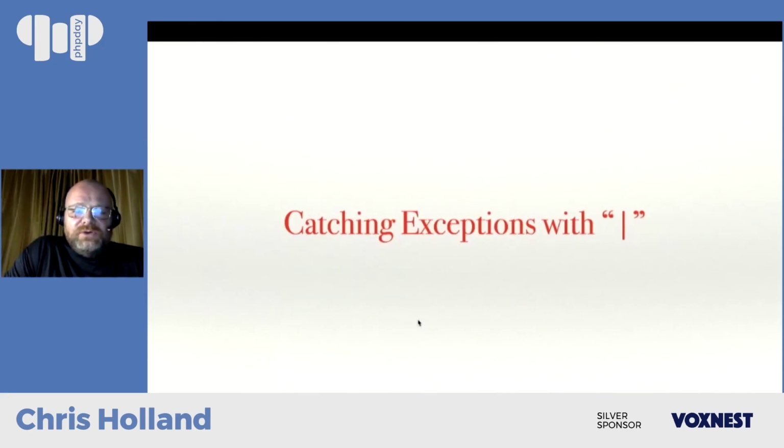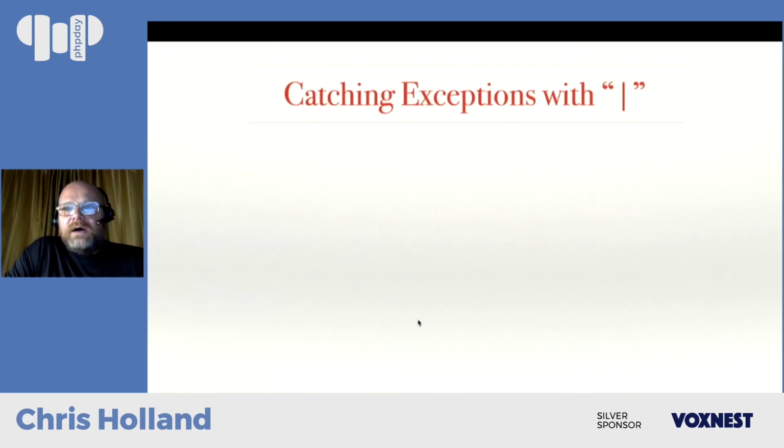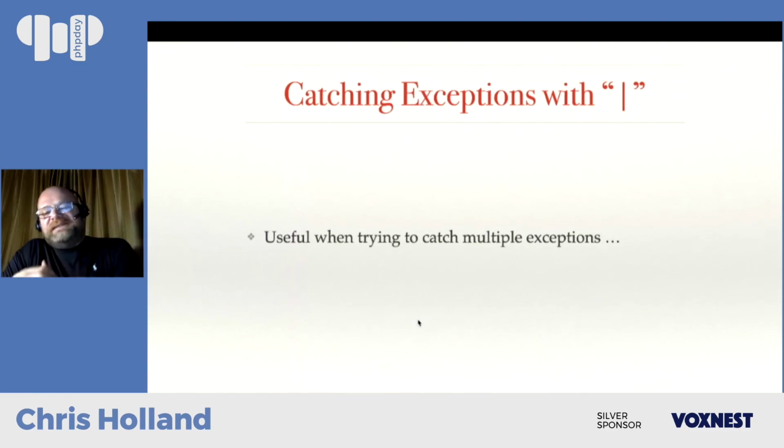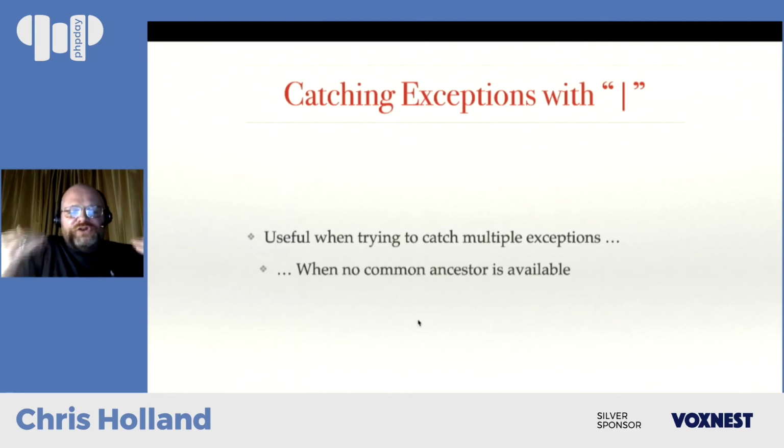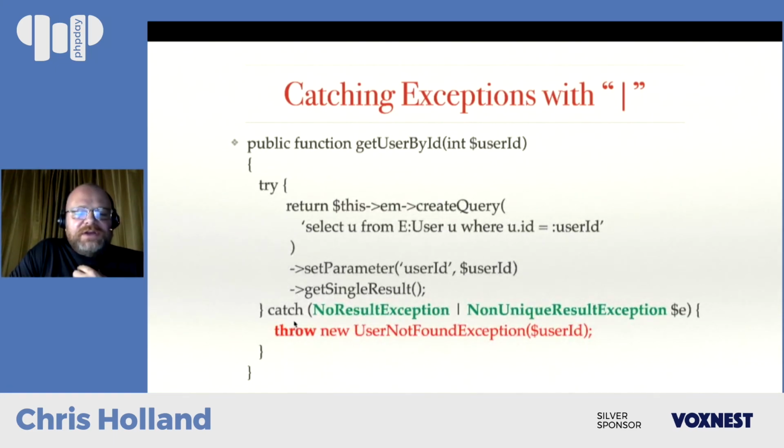Another way to catch exceptions is with pipes. So pipes means or. So they're definitely helpful when you're trying to catch multiple exceptions in the same catch block, but these exceptions don't have a common ancestor, right? They don't extend the same class, for example. So this is what it could look like. I could catch no result exception or non-unique result exception, and then throw a new user not found exception.